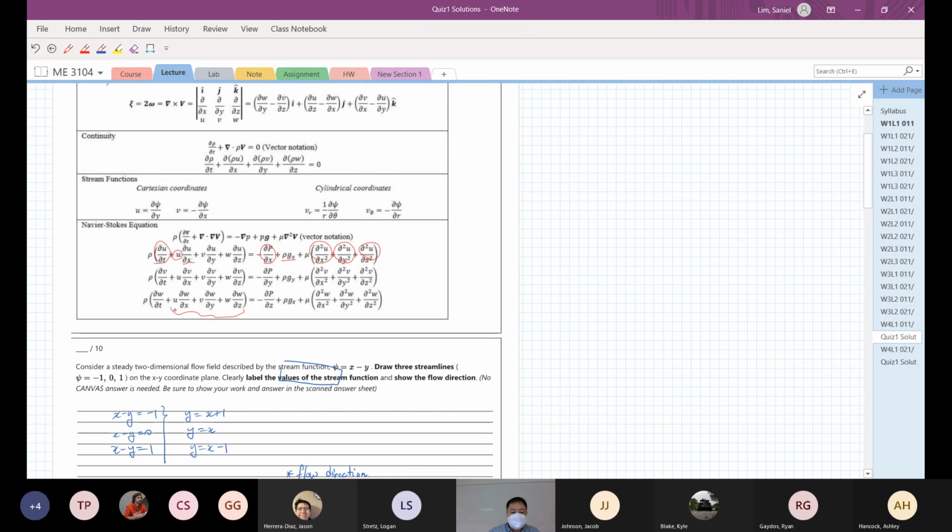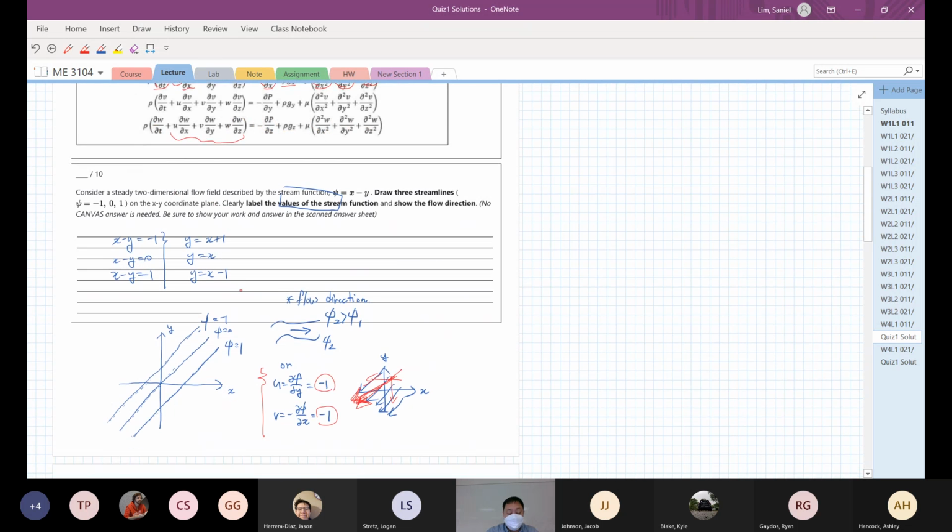And there's one way you can eliminate this whole term, which is a Stokes flow, what we did in lab 1.